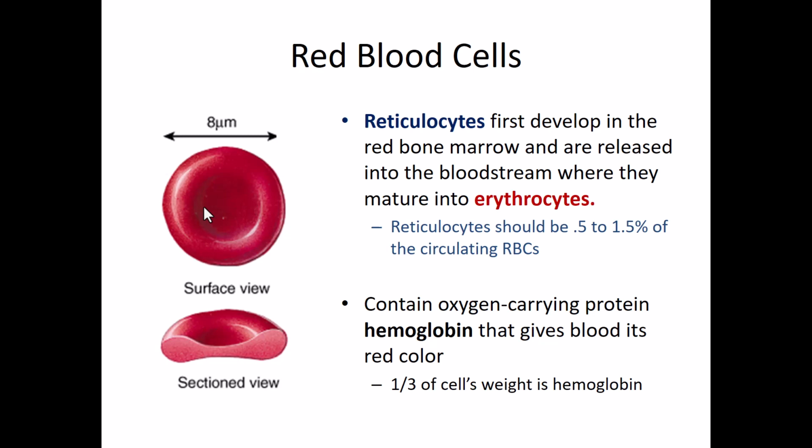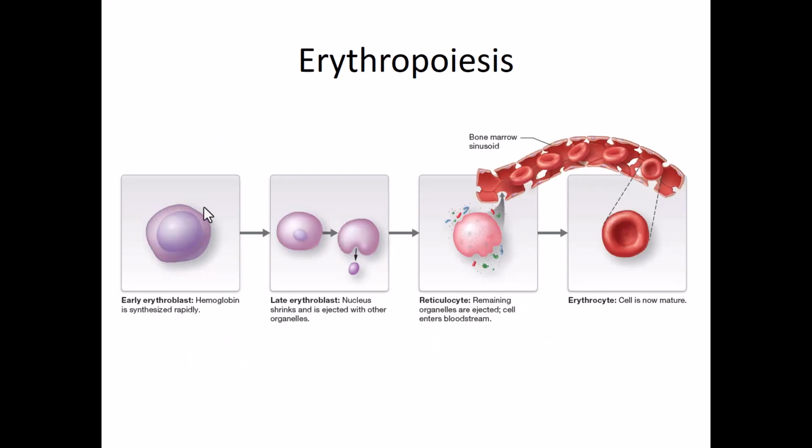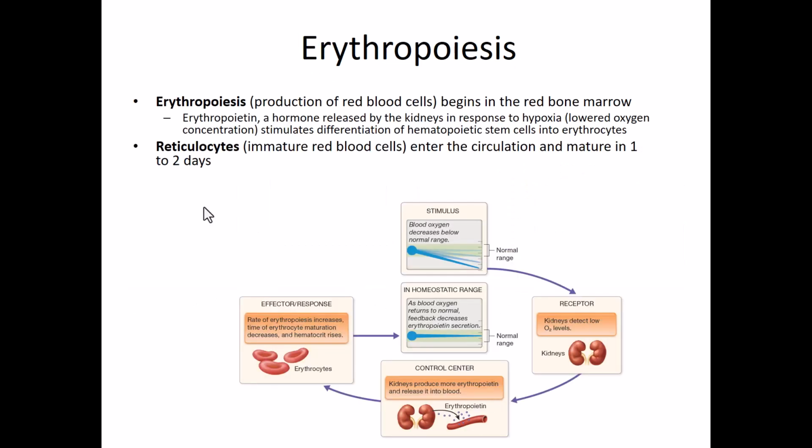You can measure reticulocytes, and this might show things like successful iron therapy, boosting the production of red blood cells by synthetic erythropoietin. But you should measure about 0.5 to 1.5 percent of the red blood cells being reticulocytes or immature red blood cells. So hemoglobin is synthesized very rapidly in early erythroblasts, before they have matured into a reticulocyte. The nucleus shrinks and is ejected with the other organelles to make room for that hemoglobin. And it is mature after those are ejected. So we can see there a sinusoidal capillary from bone marrow that is large enough to let those red blood cells out.